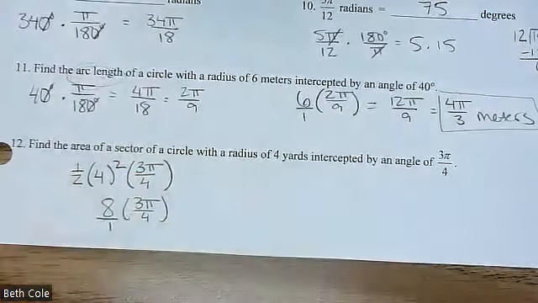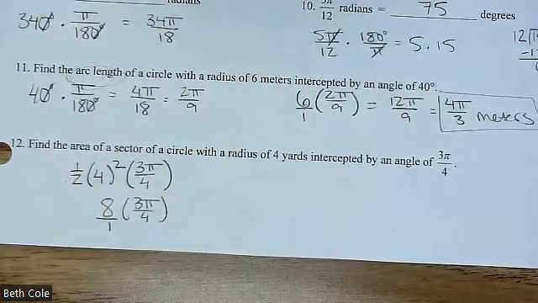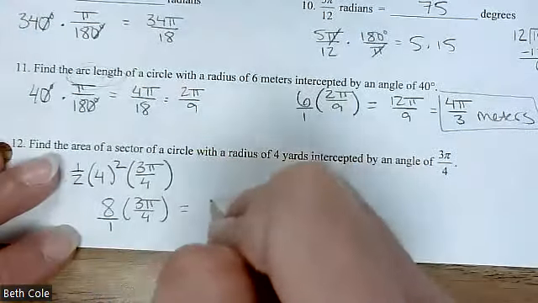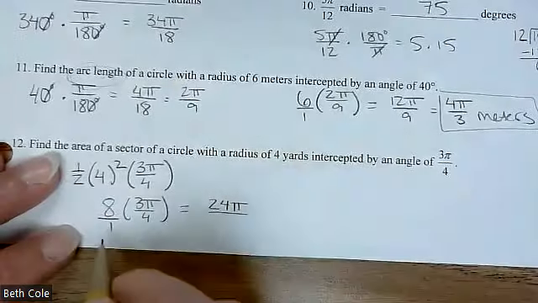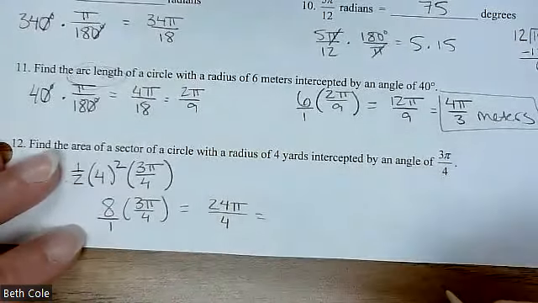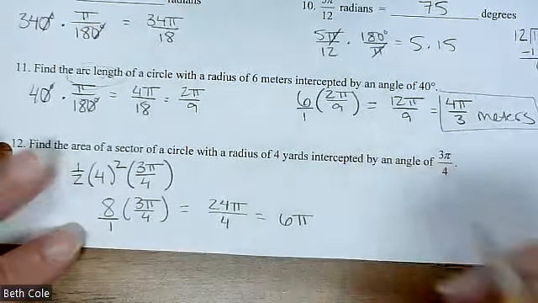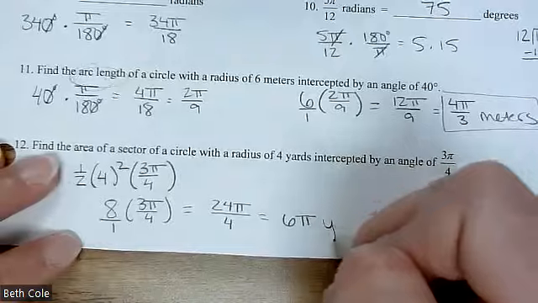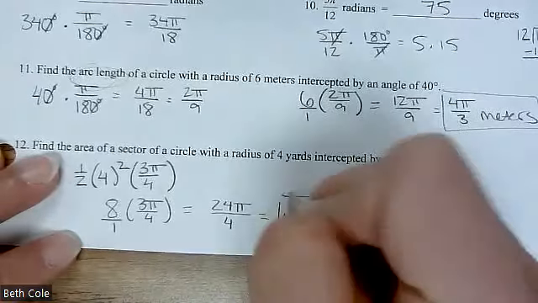And same thing, if it benefits you to put the 8 over 1, you multiply the numerators, multiply the denominators. So 8 times 3, 24 pi over 4, which would be 6 pi. Units for that one, yards squared, because it's 2-dimensional.